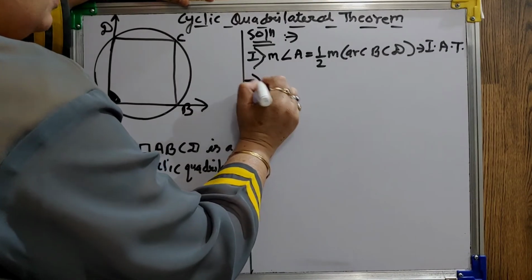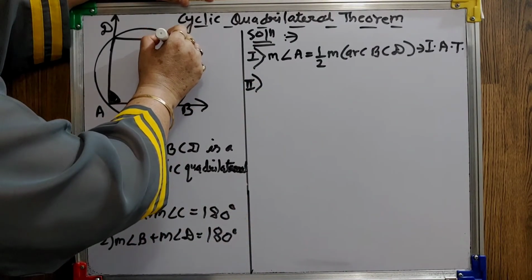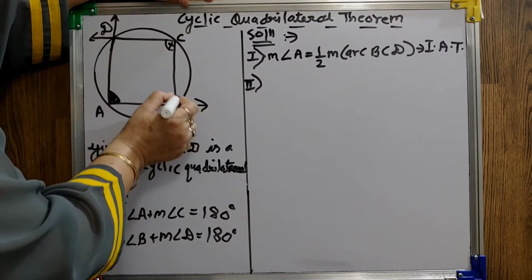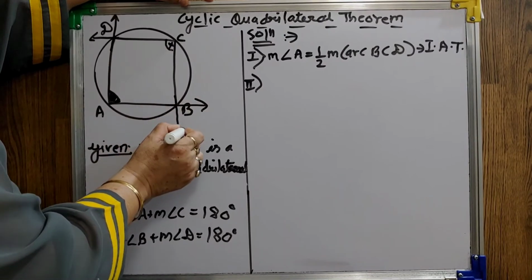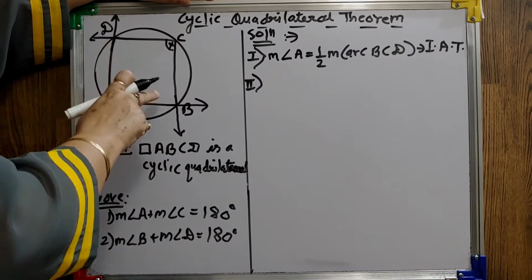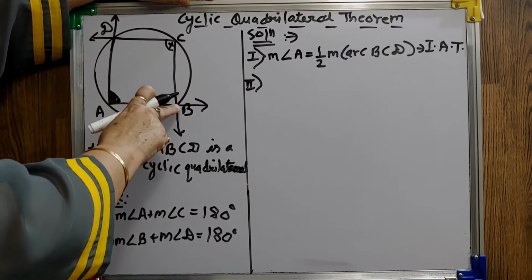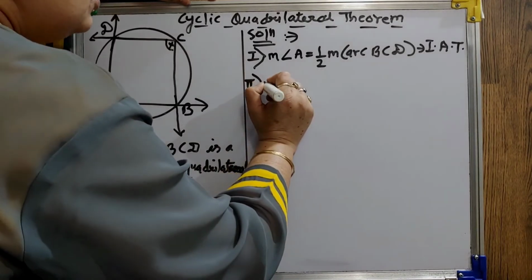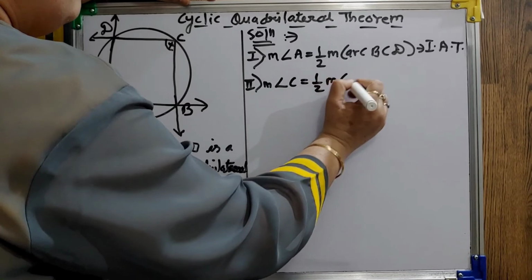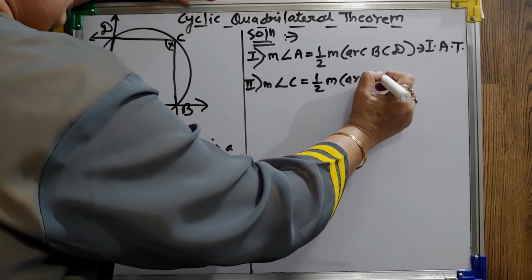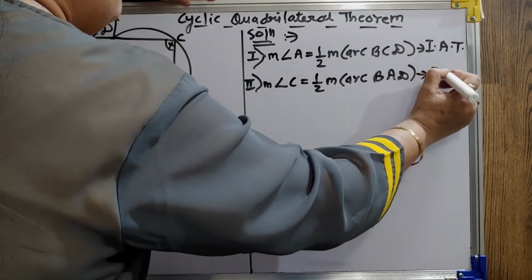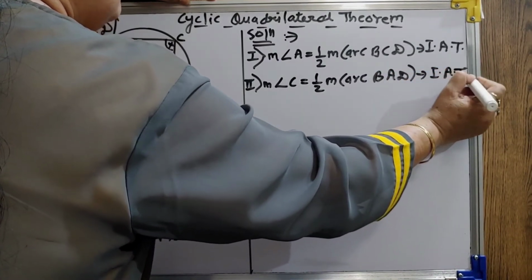Same way, I have to take now C. This is my angle C. When I extend both the arms of the angle C, now BAD is my intercepted arc. Either you can write DAB or BAD. So, measure of angle C will be half of the measure of arc BAD. Reason again the same, inscribed angle theorem.